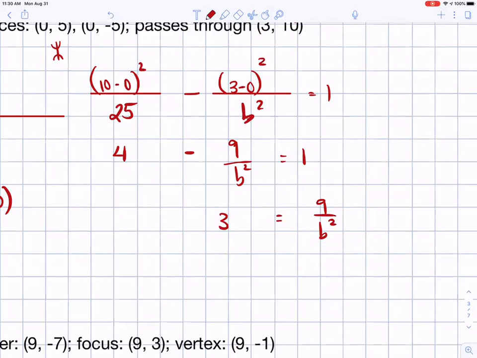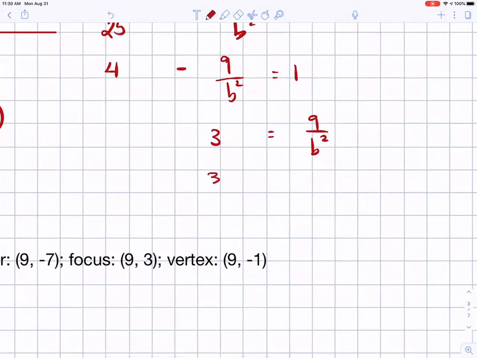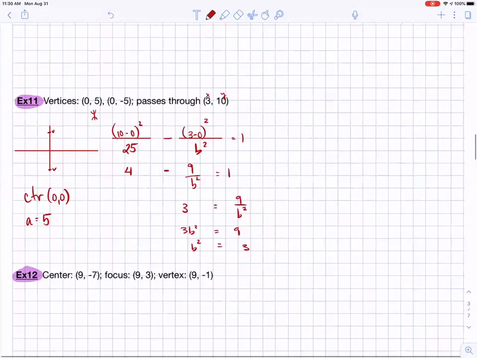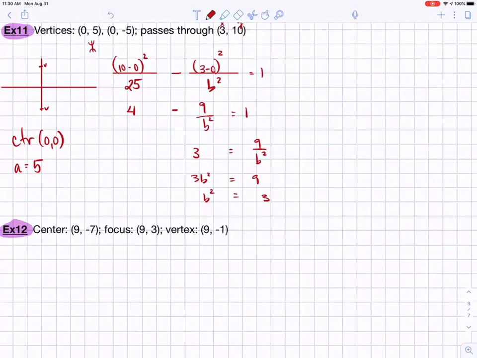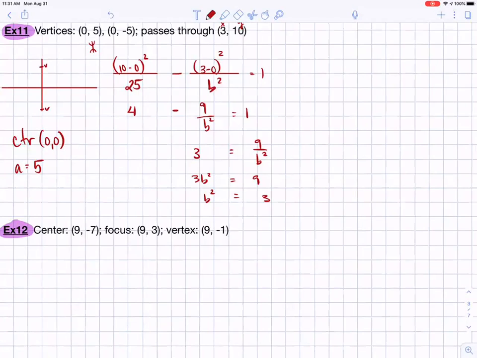Multiply by b squared on both sides. That's going to give you 3b squared is equal to 9, and then you can divide on both sides by 3. So that'll be b squared equals 3. Okay, now, what were my directions on this question? Find an equation. What are the 4 things I need to have to be able to write an equation? H, K, A and B. I got all 4 of those, so I'm ready to write my equation.